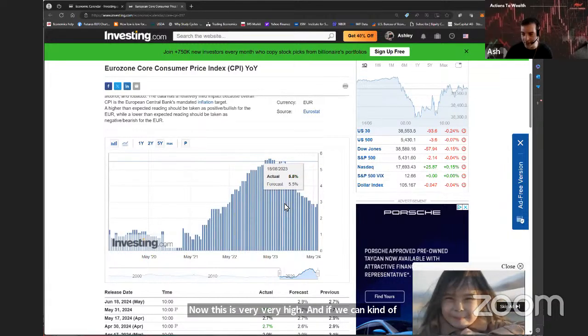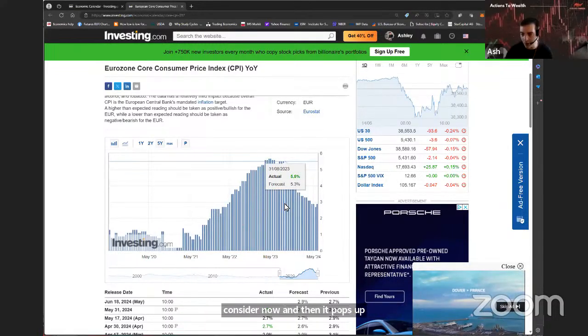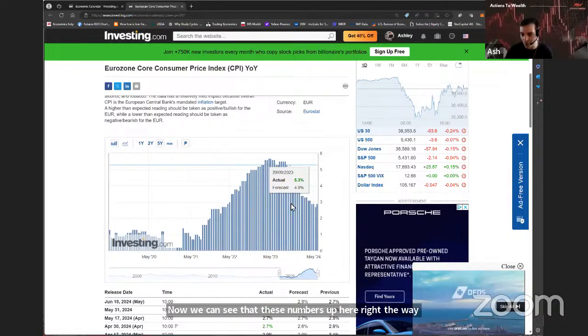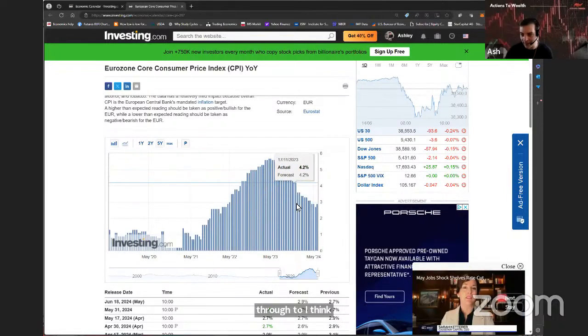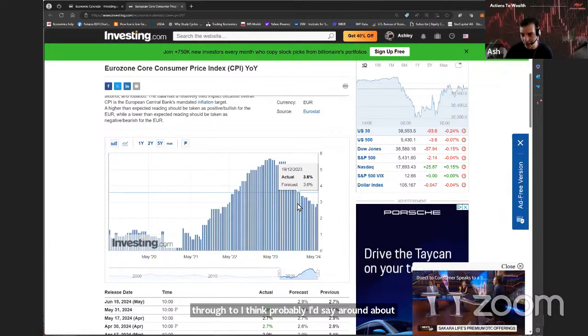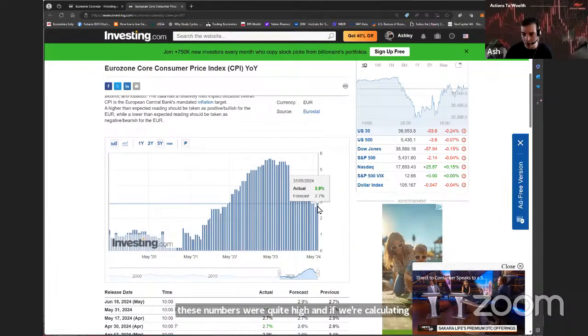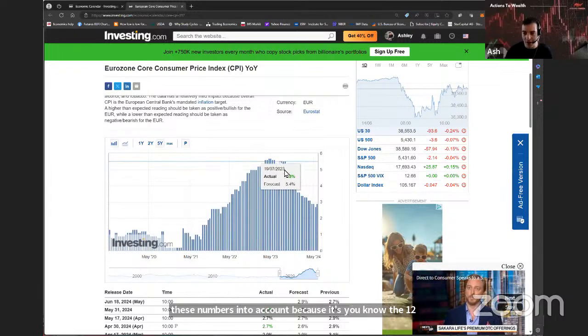Now we can see that these numbers up here, right the way through to, I'd say, around December of last year, were all quite high. And if we're calculating year on year, what they're doing is taking these numbers into account because it's the 12-month rolling average.